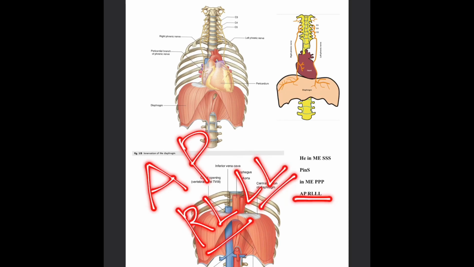Again I repeat, A stands for anterior diaphragmatic lymph nodes, P stands for posterior diaphragmatic lymph nodes, RL stands for right lateral diaphragmatic lymph nodes, LL stands for left lateral diaphragmatic lymph nodes.